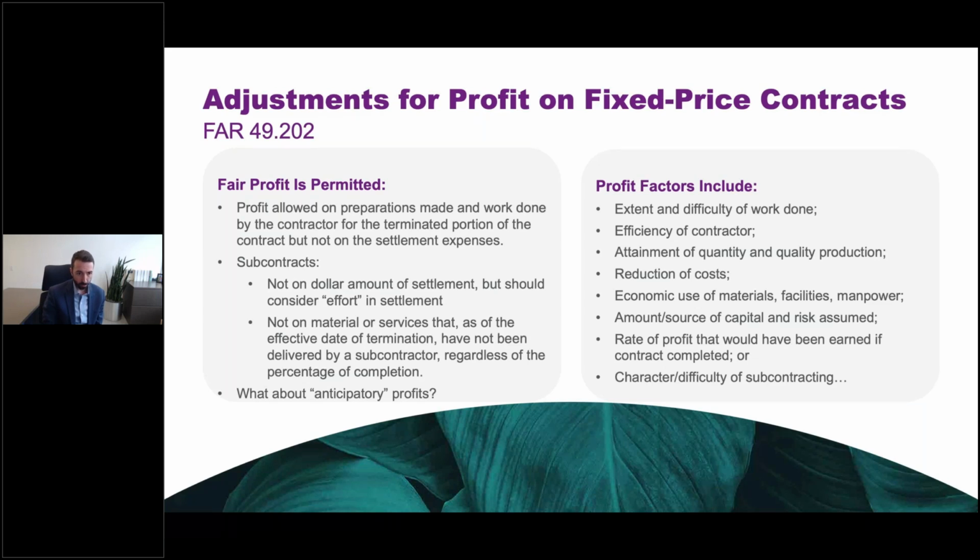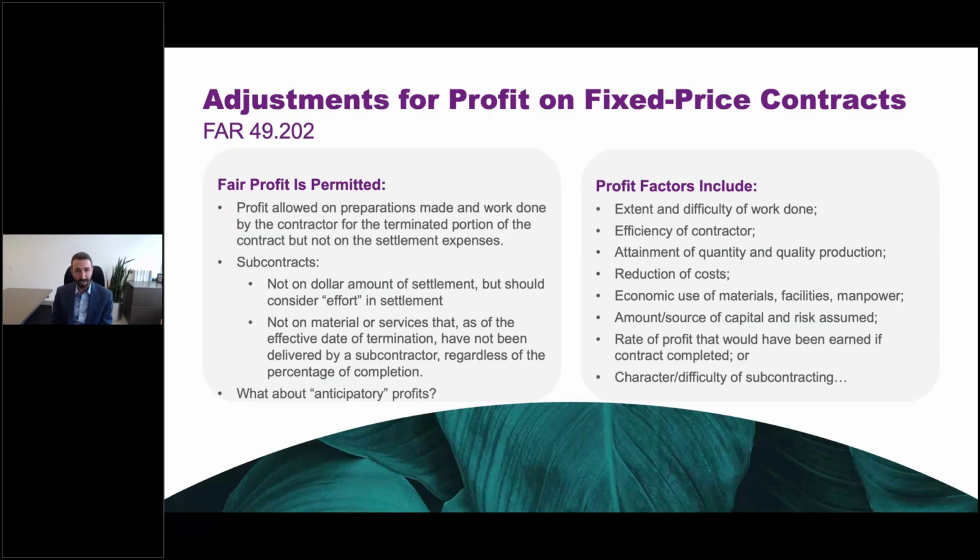There's also no profit on material and services that, as of the effective date of termination, have not been delivered by the subcontractor, regardless of any sort of percentage of completion. So that's, I think, the government anticipating, well, what sort of clause might be in the subcontract? What's the subcontractor's basis for claiming a termination settlement?